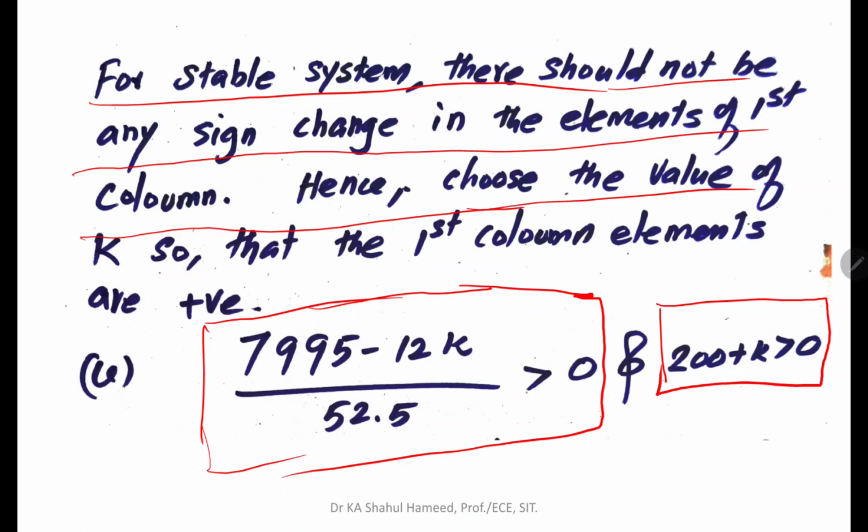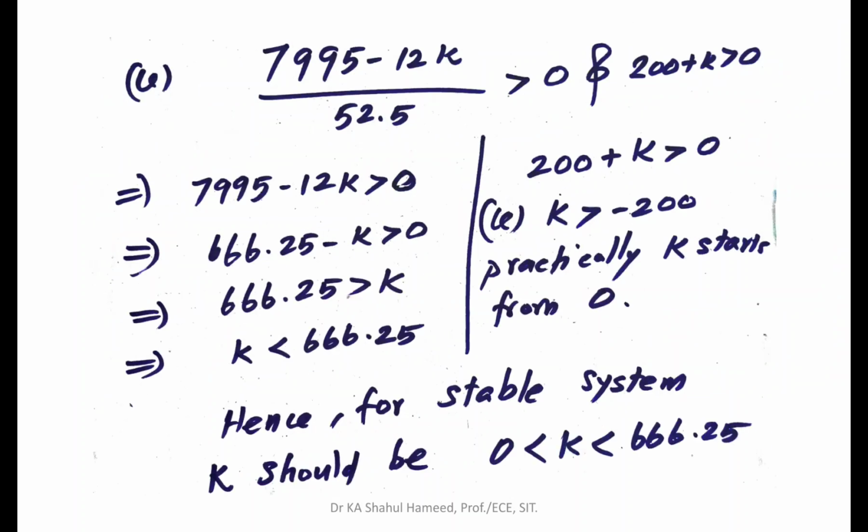If the system satisfies these conditions, we can say that the system is stable, because if the k meets these conditions, the first column of the Routh array becomes positive. So we are going to solve for this. I am just taking the first one, 7995 minus 12k divided by 52.5 is greater than 0. For this, the denominator part does not matter, because if I multiply 0 with 52.5, I get 0. So I'm just taking 7995 minus 12k is greater than 0.